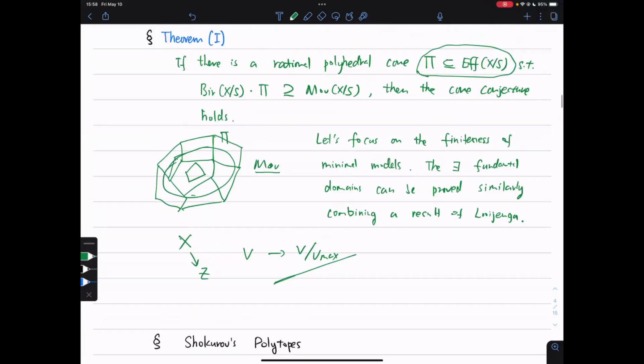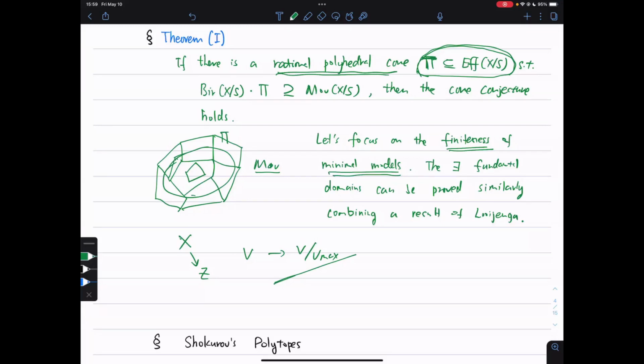Okay, so the result basically says it suffices to consider some rational polyhedral cones inside of the effective cone. And this is a philosophy I want to emphasize throughout this talk. So for the cone conjecture, you could only consider the effective cone, elements generated by effective divisors. Okay, so we will present a proof for the finiteness of minimal models.